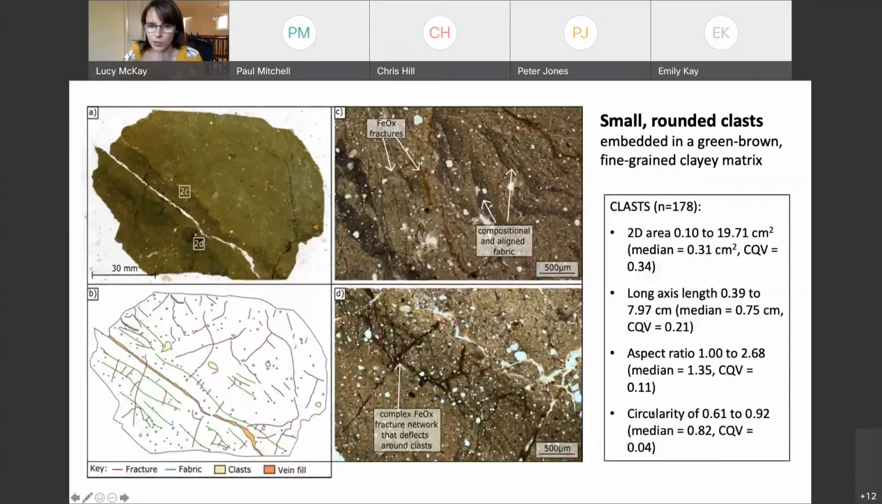This just shows the green gouge under the microscope. And I did some microstructural analysis, but I'm not going to go into all these. I've shown the numbers here, but I'm not going to go into them. All that you really need to take from this is that this green gouge has very small rounded clasts only visible under the microscope, and they're embedded in this green-brown fine-grained clay matrix.